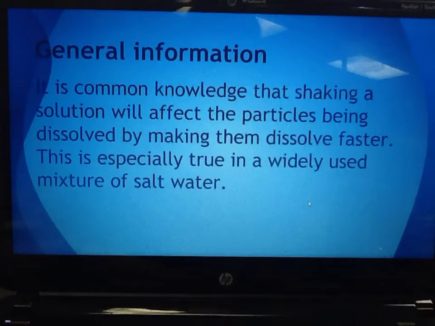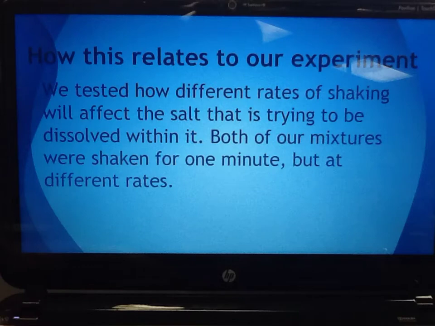General information: it is common knowledge that shaking a solution will affect the particles being dissolved by making them dissolve faster. This is especially true in a widely used mixture of salt water. So how this relates to our experiment: we tested how different rates of shaking will affect the salt that is trying to be dissolved within it. Both of our mixtures were shaken for 1 minute, but at different rates.